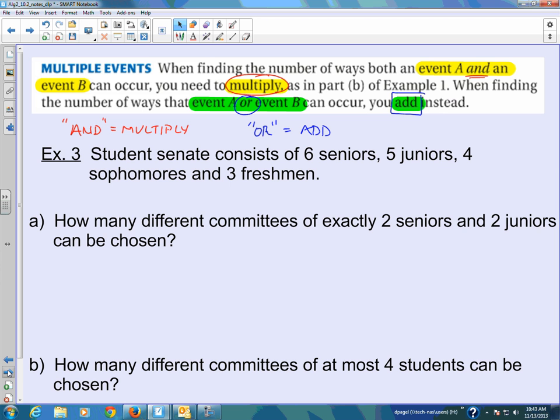Okay, take a look at our next one. Your student senate, consisting of a group of seniors, juniors, sophomores, and freshmen, and there are the respective numbers. So we have a total of 18 people in this student senate. And that, depending on our question, could be our larger bucket that we're drawing from, pulling out of 18 people specific groups here.